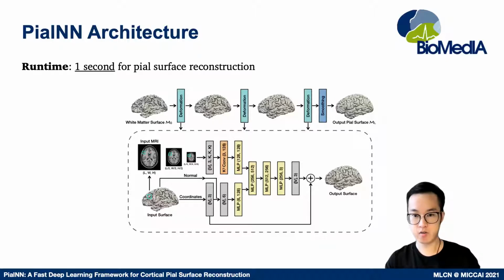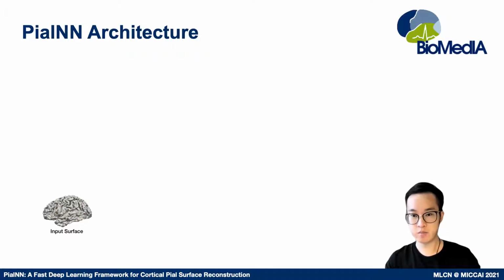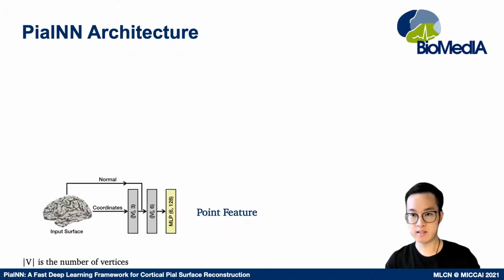In this work, we propose a deep learning approach which is called Pial Neural Network. The Pial Neural Network is designed based on the explicit methods. It is fast and it deforms an initial white matter surface iteratively to a pial surface in 1 second. So given an input surface mesh, we concatenate the coordinates and the normal of each vertex. Then we use a multi-layer perceptron to extract the point feature from each vertex.